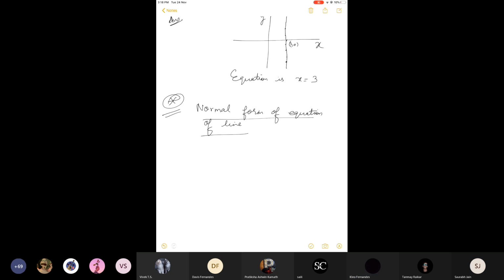All right. Let's finish this. This is the last form. Normal form of equation of line. See, normal actually in mathematics stands for perpendicular.